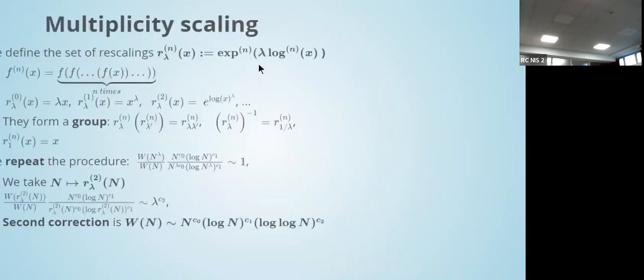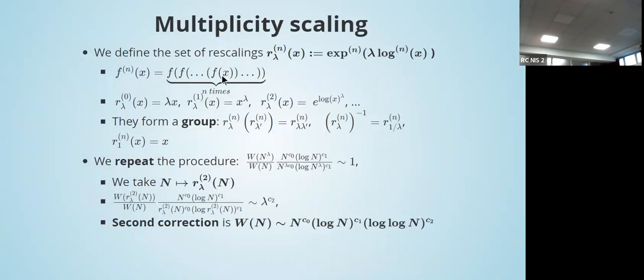We generalize these two simple rescalings, the multiplicative one, x to lambda x, and x to x to the lambda. This is what we were considering at the beginning: the rescaling from x to lambda x, or from n to lambda n, and the second from n to n to the lambda. These are just the first two cases of other types of rescaling that you can denote with n. If you plug in minus one, it gives the additive rescaling: r minus one of x is x plus lambda. And you can also go to negative ones if you want.